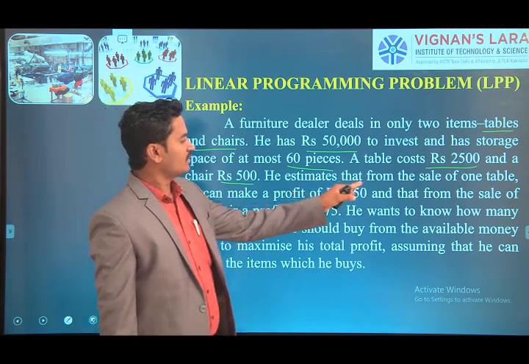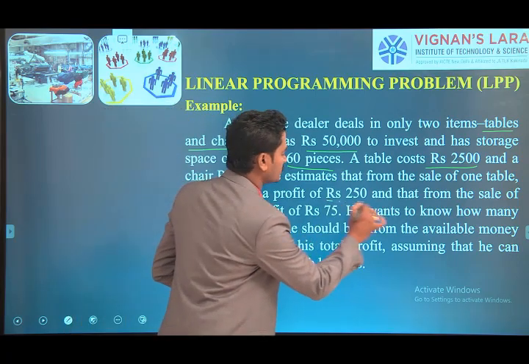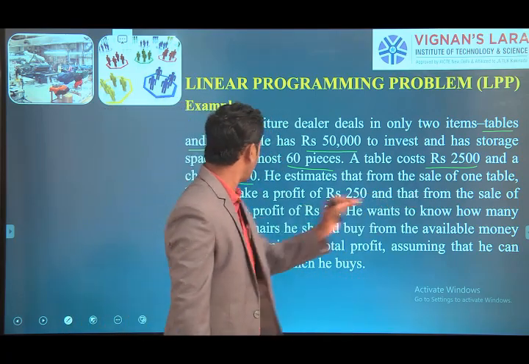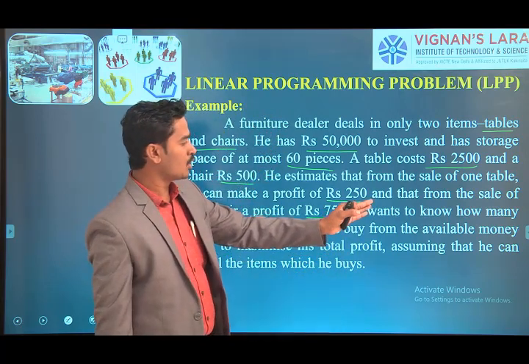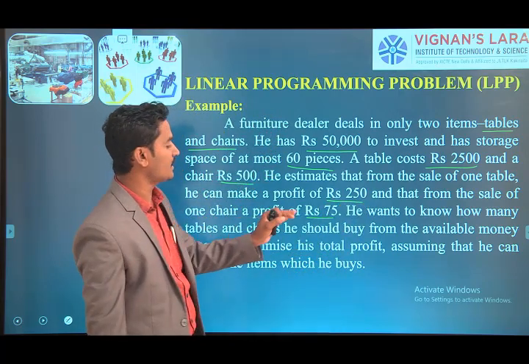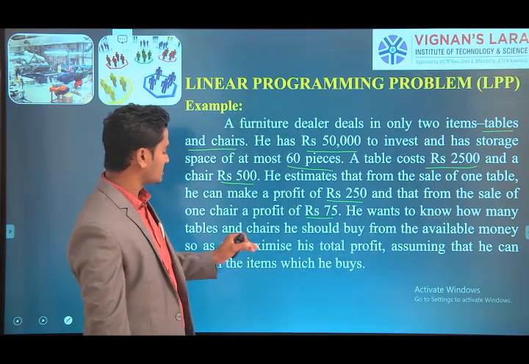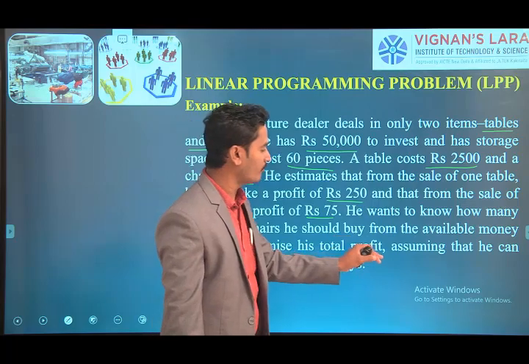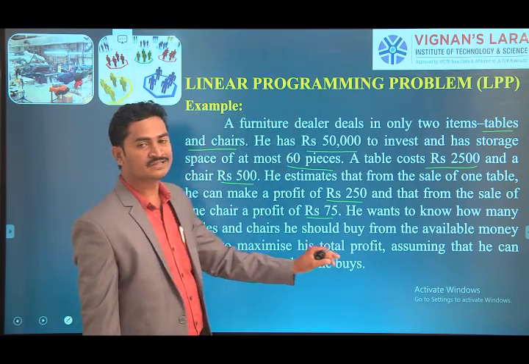He estimates that from the sale of one table he can make a profit of rupees 250, and from the sale of one chair a profit of rupees 75. He wants to know how many tables and chairs he should buy from the available money so as to maximize his total profit, assuming that he can sell all the items which he buys.